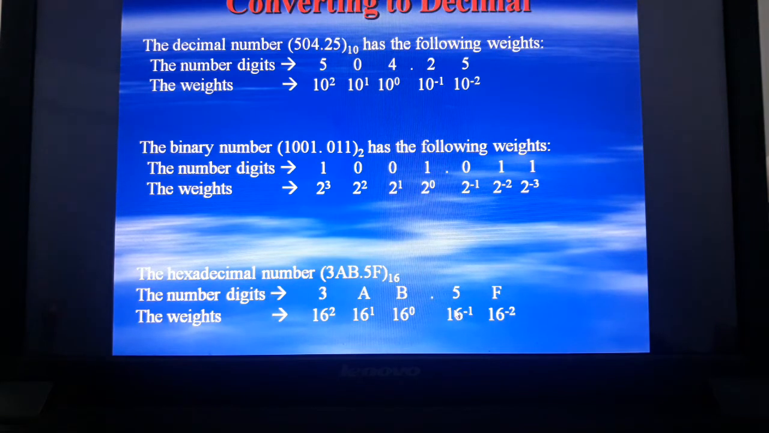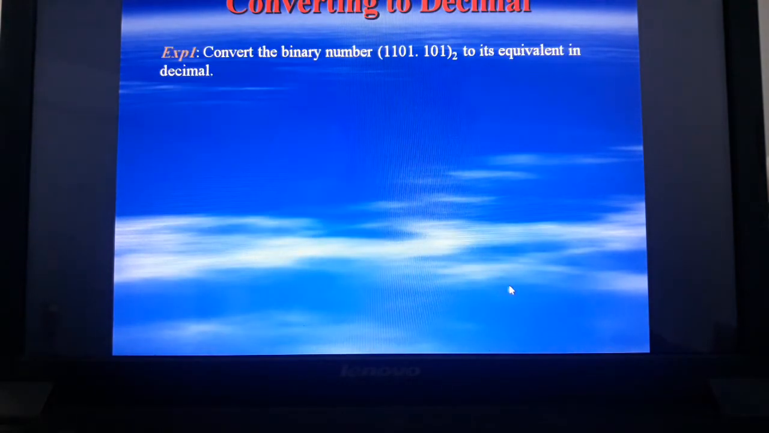To the right of the hexadecimal point, we find the number 5. It has a weight of 16 to minus 1. And the next one, f, has a weight of 16 to minus 2. If there is other numbers to the right of f, will be 16 to power minus 3 and minus 4 and so on.